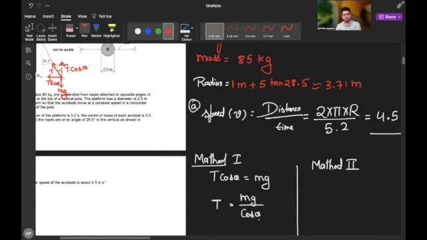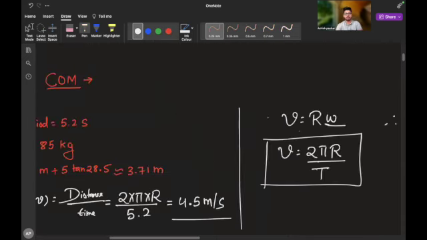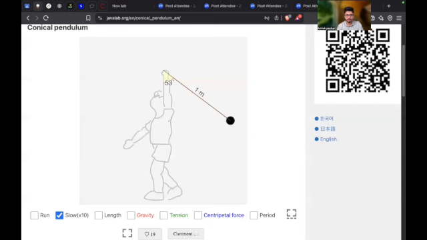In this case, if I show it to you again, this is the center about which the person is revolving. According to that, from the components we split, if you remember, this is the T sine theta. So T sine theta is acting toward the center. That is the definition of centripetal force.